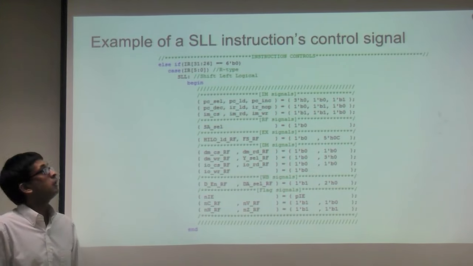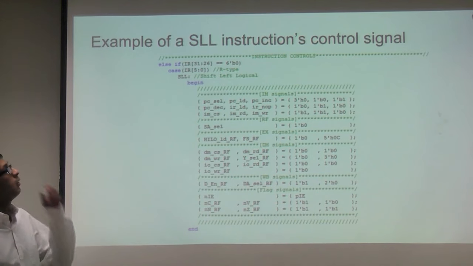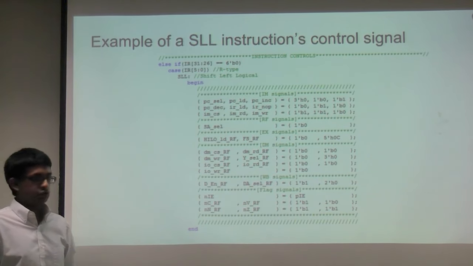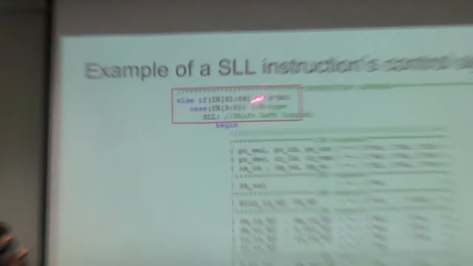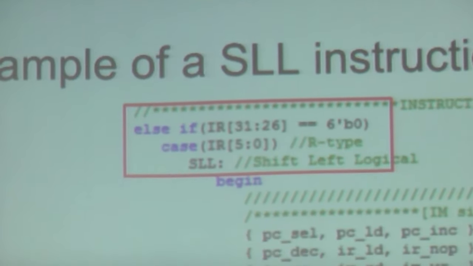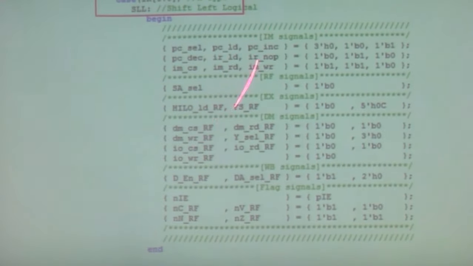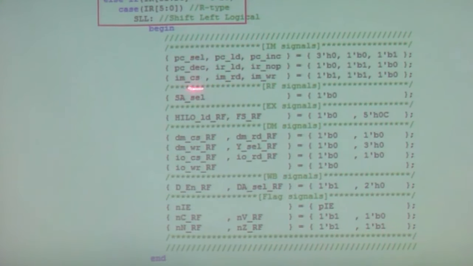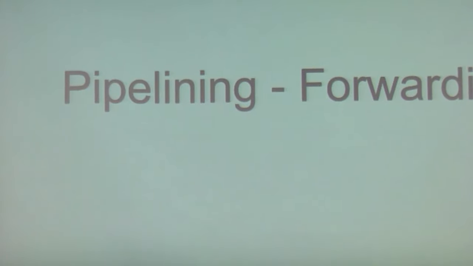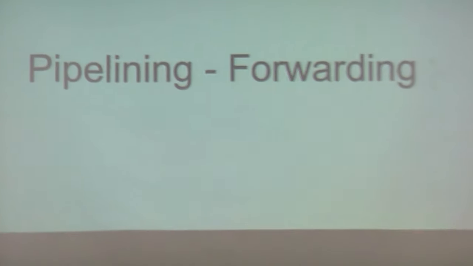This is an example of how our control unit logic works. It just uses the IR to set the signals, and this is the first phase of the pipeline where it sets all the control signals. As you mentioned, these are also registered. They don't directly go out.